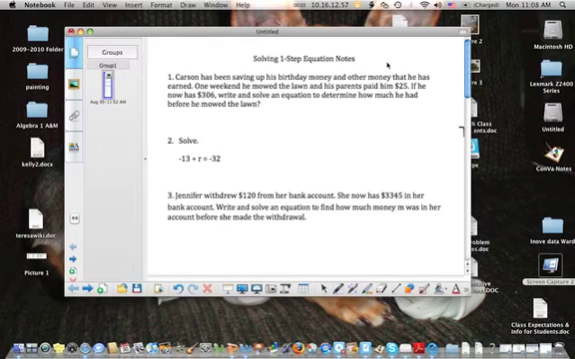So these are notes for Friday, August the 27th. We practice translating and solving one-step equations. I'm going to go through each problem and translate the problem for you and work it out.